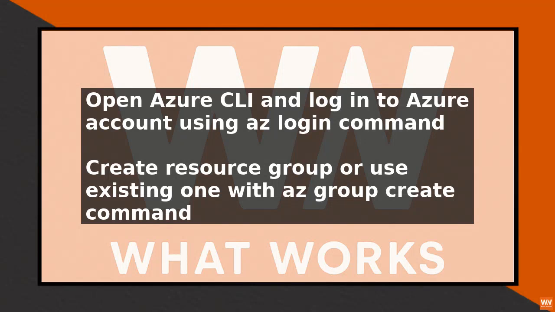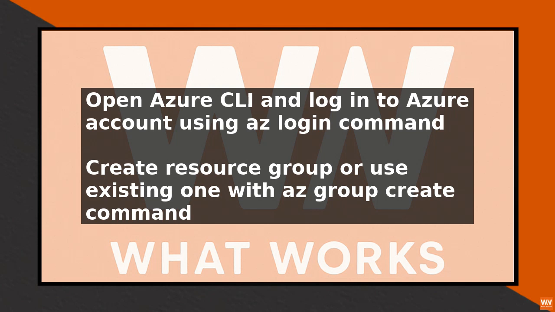To integrate Azure SQL with a virtual network using the command line interface, follow these steps. First, open the Azure CLI and log in to your Azure account. You can do this by running the command az login, which will prompt you to enter your Azure credentials. Once you are logged in, you need to create a resource group or use an existing one.